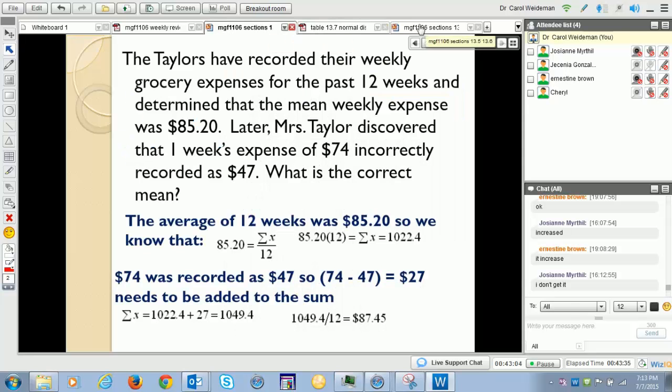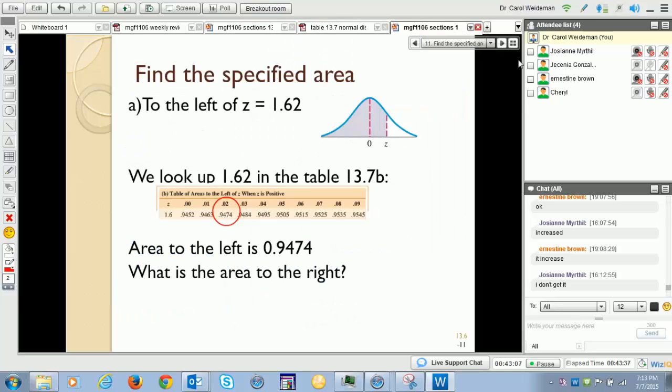Whoops, wrong one. Okay, let's do another one. What's the area to the right? The whole area is 1, so to get the area to the right, we just subtract it from 1. Yes. Let's do another one.